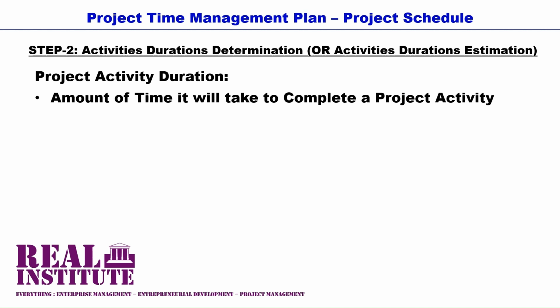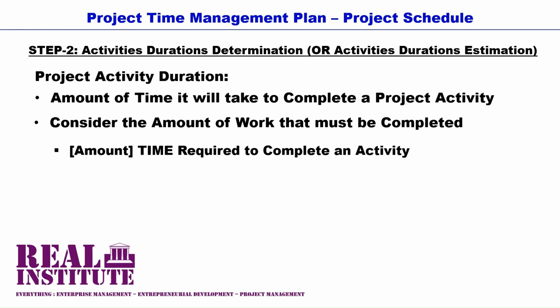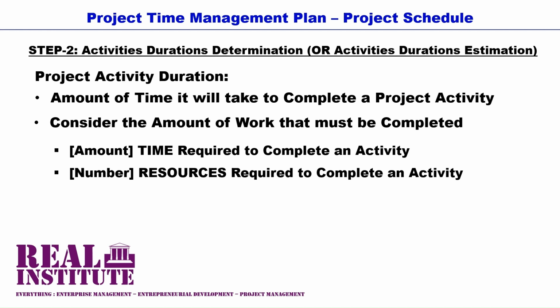In determining the project activities' durations, you have to take into consideration the amount of work that must be completed, which entails determining the required amount of time to complete an activity. This also involves determining the number of resources that are required to complete an activity. The duration for individual project activities, which is the time required to complete each project activity, is determined or estimated by using common sense.